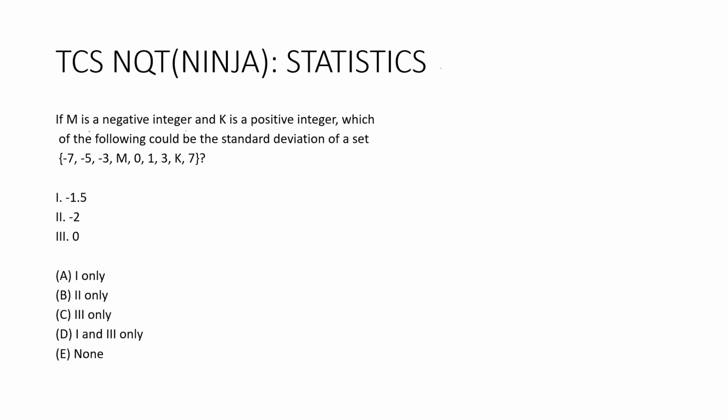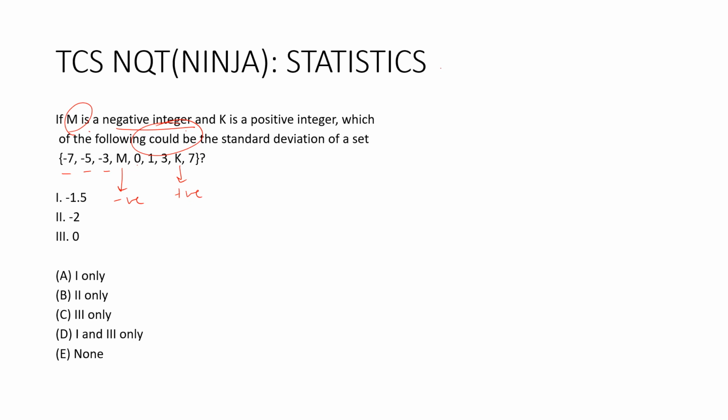Now, keeping all this in mind, what we were discussing with regards to the theory, let's have a look at a very simple question. But yes, we need to analyze those things. It says if m is a negative integer and k is a positive integer, which of the following could be the standard deviation of this set? My set happens to have some negative terms, and m is also negative, that has been said, and then some 0 and some positive terms, and k is positive again. Now it says which of the following could be the standard deviation. Why could be? Because all the terms are not exactly given.